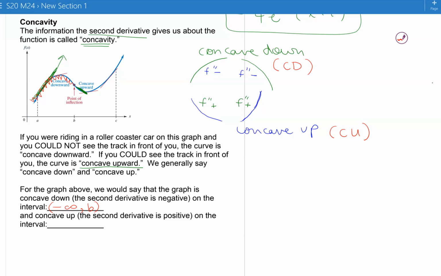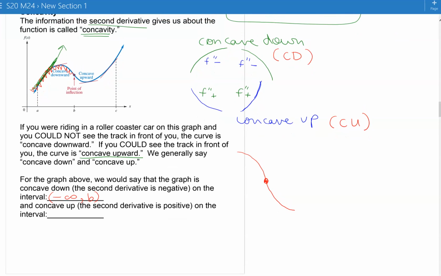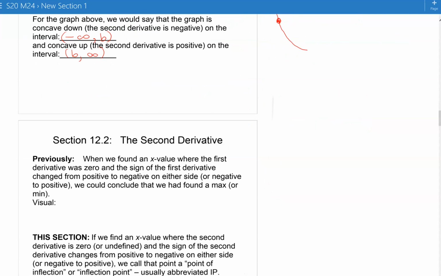It's kind of hard to see visually where the graph switches from concave down to concave up. It's subtle. If you're trying to draw it, you'd say it's somewhere in here. It's hard to say exactly where that subtle shift happens. So this graph is concave up on the interval from b to infinity. And this point where the concavity changes is called the point of inflection.